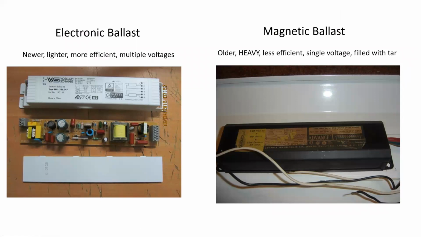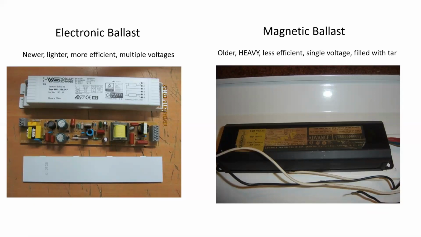Here are the two different types of ballast we have for fluorescent fixtures. The one on the left is called an electronic ballast, obviously, because it has all sorts of electronics in it. Newer, lighter, more efficient, multiple voltages, and it is able to establish a very high voltage to arc across the tube and then drop the voltage down to limit the current.